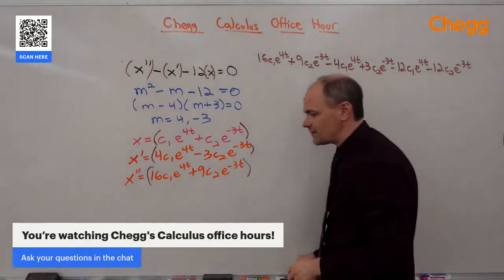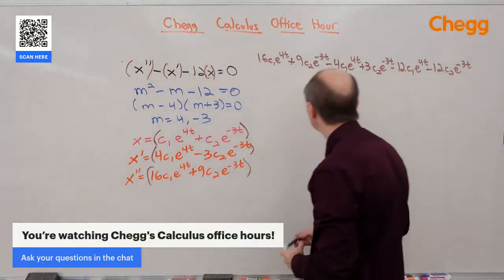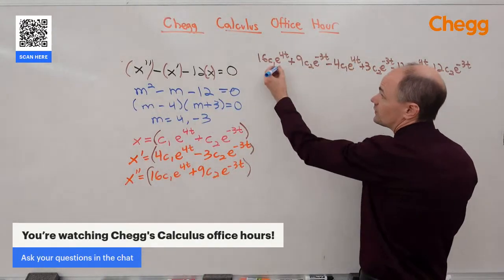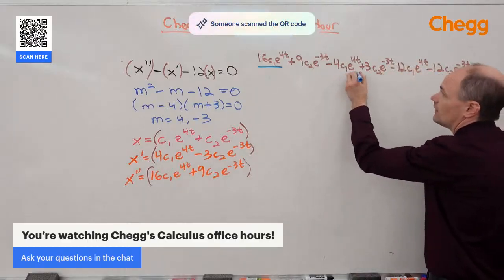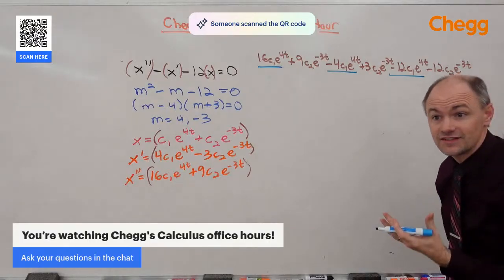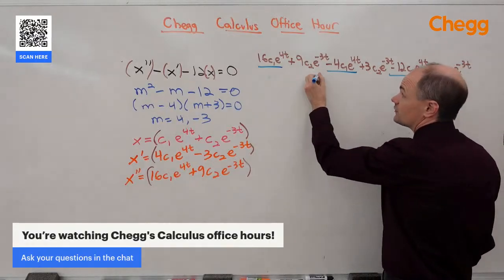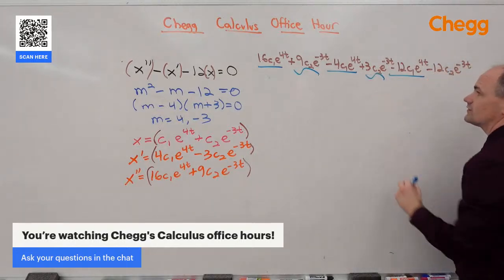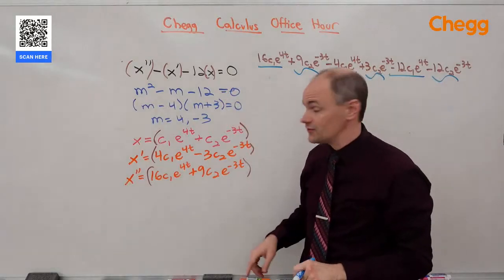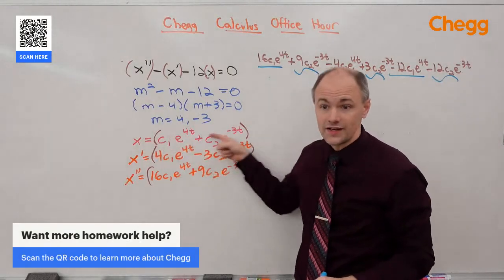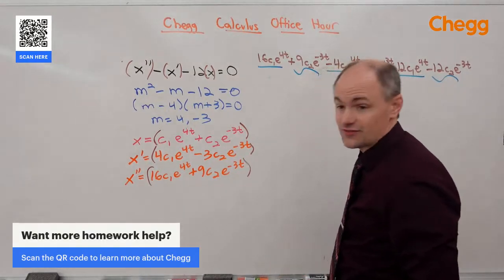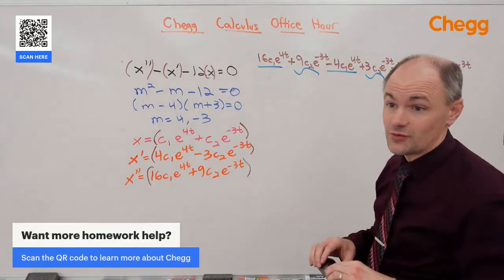And let's see what happens when we combine like terms on this expression. Let's go with the light blue to do that. On the e to the 4t's, we've got 16 minus 4 minus 12 gives us 0. On the e to the negative 3t's, we've got 9 plus 3 minus 12 gives us 0. So yes, my solution here, this red one, is actually the solution to our second order differential equation. That's what we're doing with differential equations.